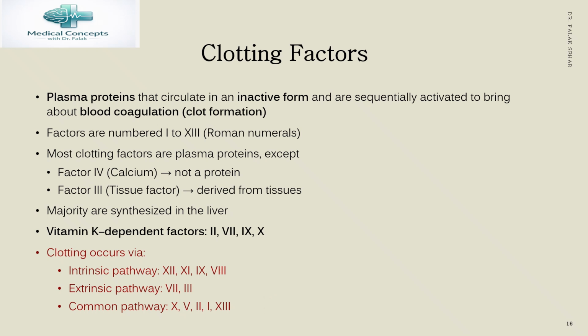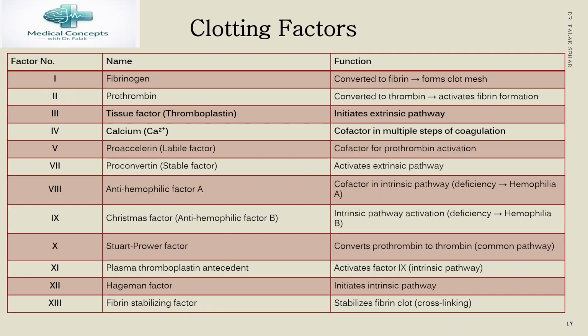We will discuss more about this clotting cascade in another video. Now let's discuss the clotting factors. On the left side you will find a list of factor numbers in Roman numerals, and here you will find the name of each clotting factor along with its function. Just take an example of factor number 1, it's fibrinogen. It's converted to fibrin to form a clot mesh that is very important for the process of clotting.